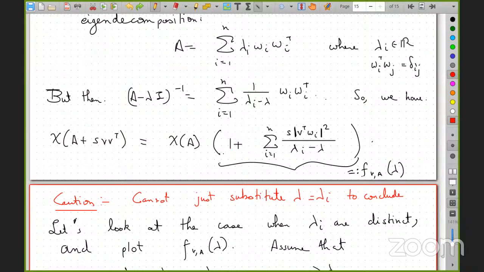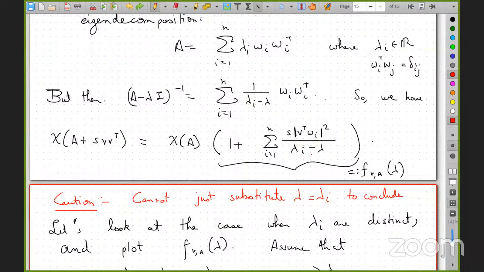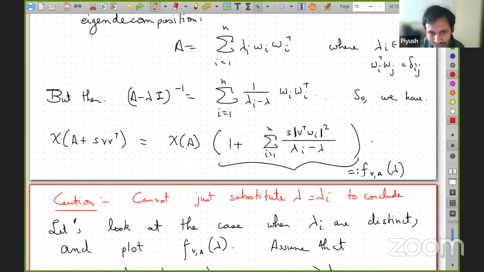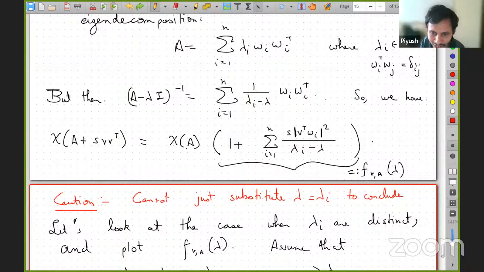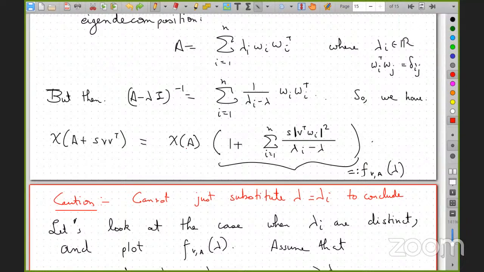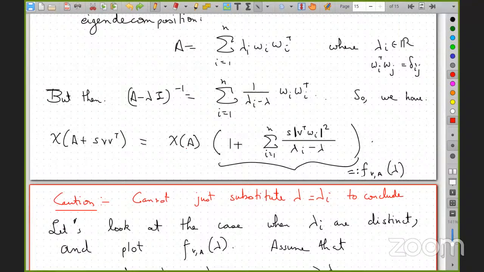Clear out the fractions. What does it become? What is the first term? It's chi_A. And then there are n more terms. Each term looks like chi_A divided by lambda_a minus lambda. But what is chi_A? It's the product of lambda_a minus lambda. So just look at any one of those. The lambda_a minus lambda factor is gone, but all the other factors are there. Now put lambda equal to lambda_a. Does this vanish? No. Oh, the left hand side is also not vanishing. Okay.